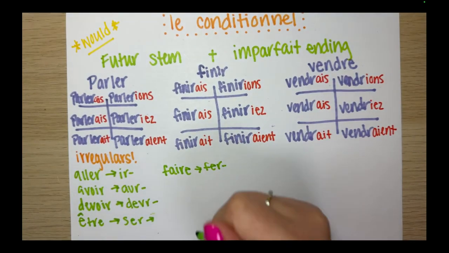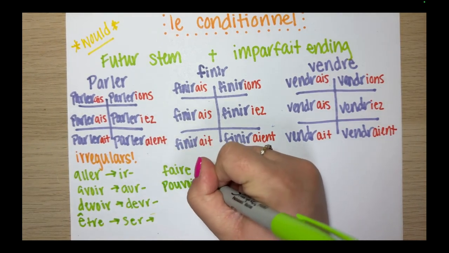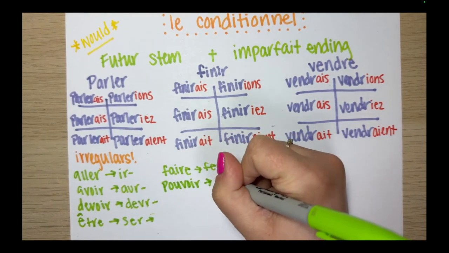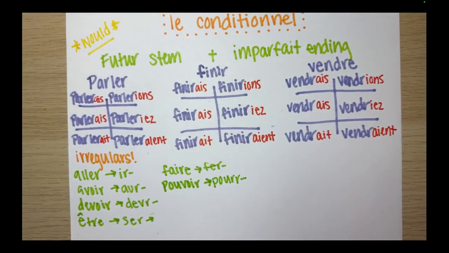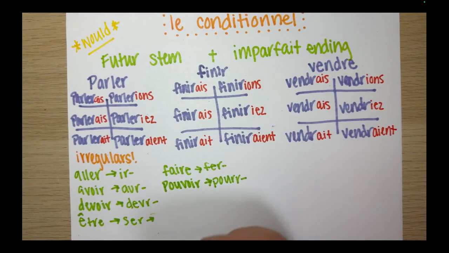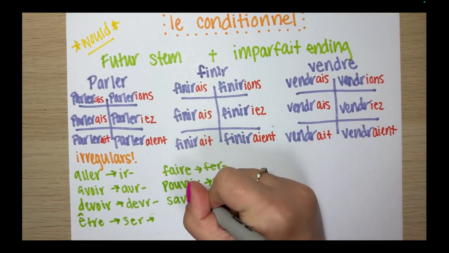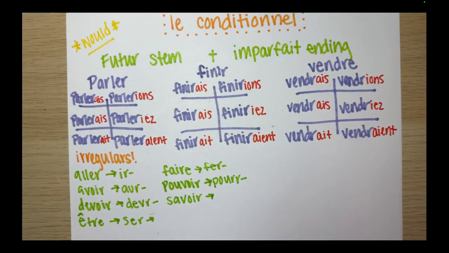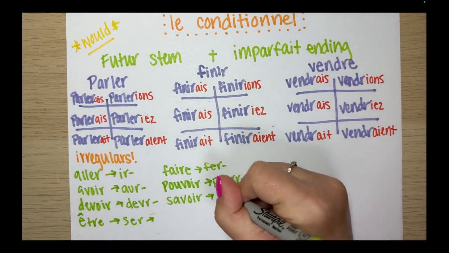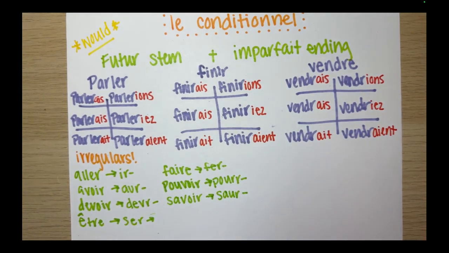Et on a aussi pouvoir qui change à pourr. P-O-U-R-R. Pourr. Après pouvoir, on a savoir. After pouvoir, we have savoir, the verb to know, as in like know facts and know places. Savoir changes to saur. S-A-U-R. Saur.